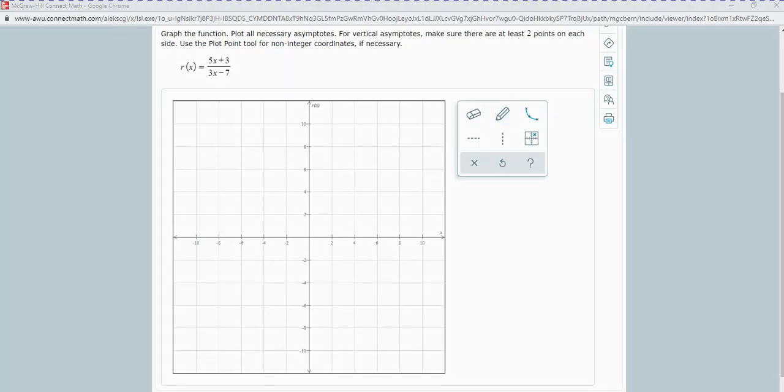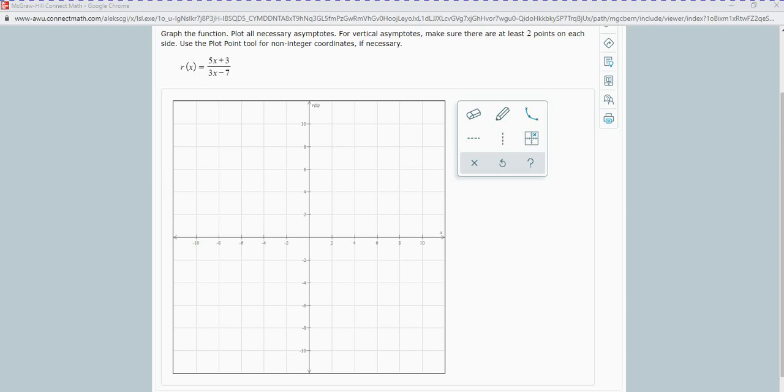In this video, I'm going to demonstrate how to graph a rational function in the Connect Math and ALEKS systems. So before we get started graphing, just a few pieces of general advice anytime you graph a homework problem. First piece of advice is, of course, make sure you read the directions really carefully.